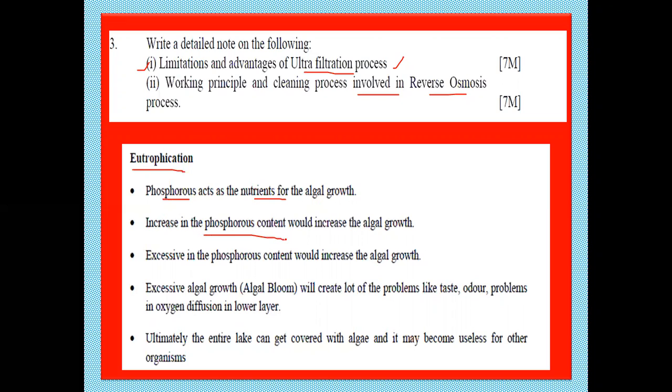Increase in the phosphorus content would increase the algae growth, right? Excessive phosphorus content would increase the algae growth. So excessive algae growth will create a lot of problems like taste, odor, and oxygen levels will be lowered whenever the phosphorus content is heavier in the water. Ultimately, the entire lake can be covered with algae and it may become useless for other organisms.